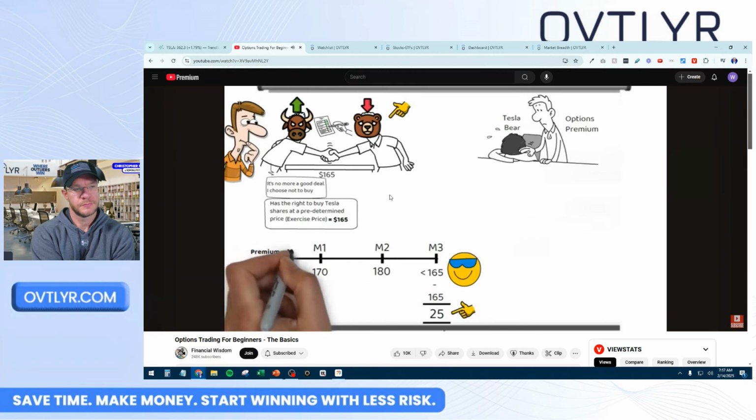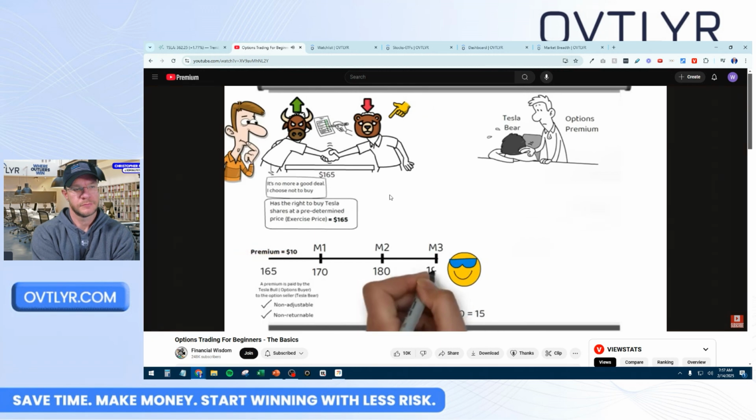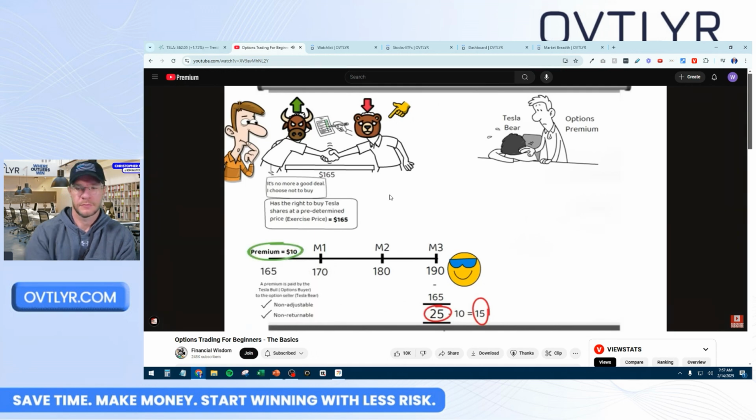So if the premium amount is $10, the Tesla bull gains only $15 from the contract if the price closes at $190 after 3 months. Tesla bear's loss is also $15, as the $25 loss at the time of exercising the contract gets covered by the $10 premium he received while entering the contract.